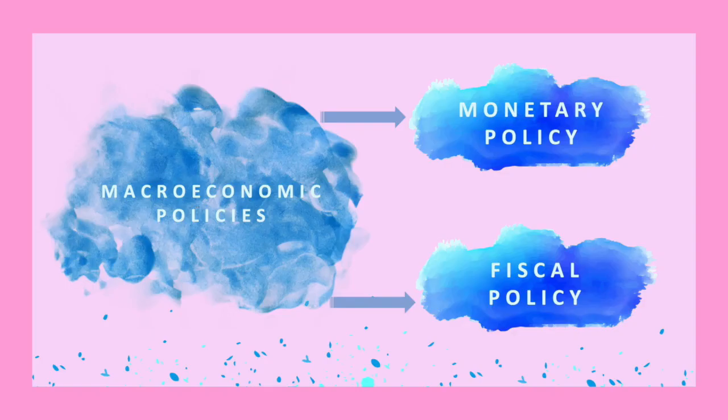There are two main macroeconomic policy tools the government uses to try to keep the economy growing at a reasonable rate with low inflation. The first one is monetary policy and the second one is fiscal policy.